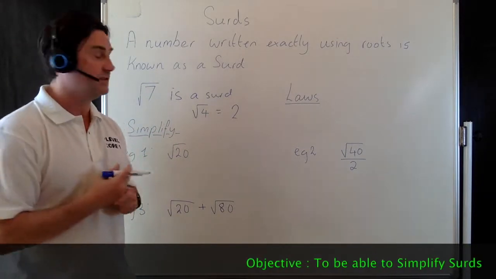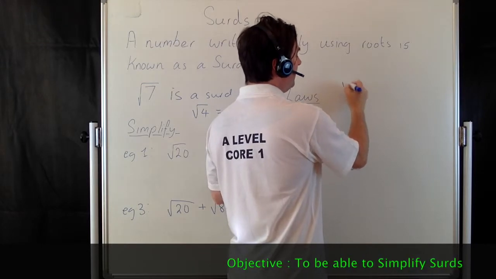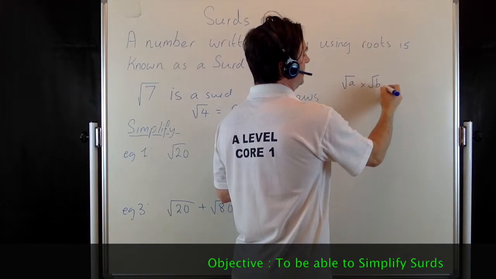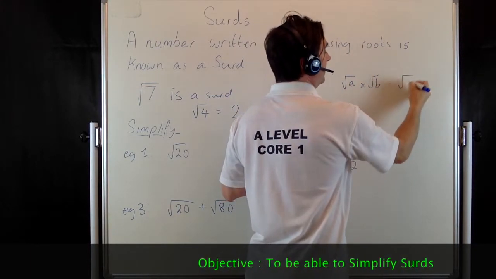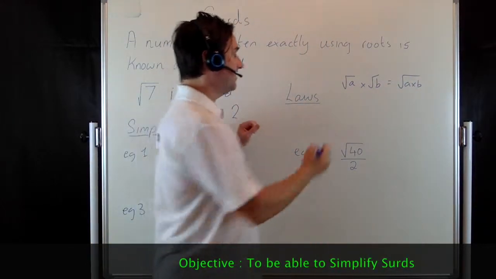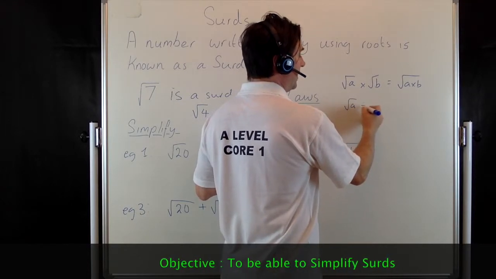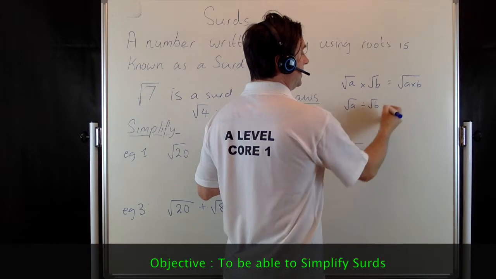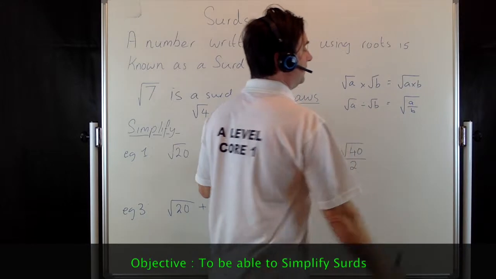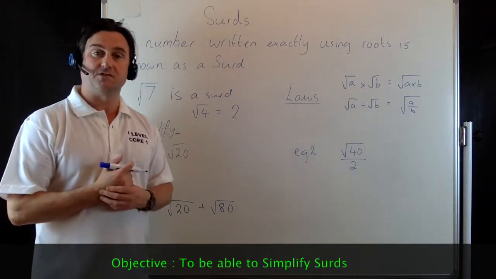of expressions involving surds. The basic laws of surds are as follows. If you've got root A and you're timesing that by root B, that is the same as root A times B. The same with division. If you've got root A and you are dividing that by the root of B, that is exactly the same as the square root of A divided by B. And those two laws are what we use to simplify lots of expressions.